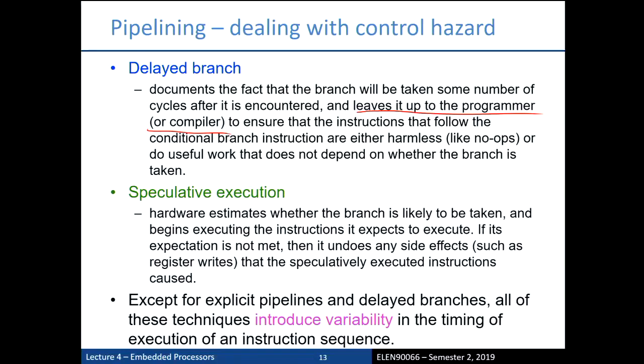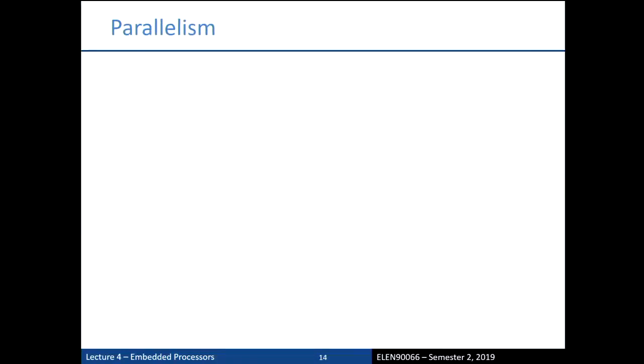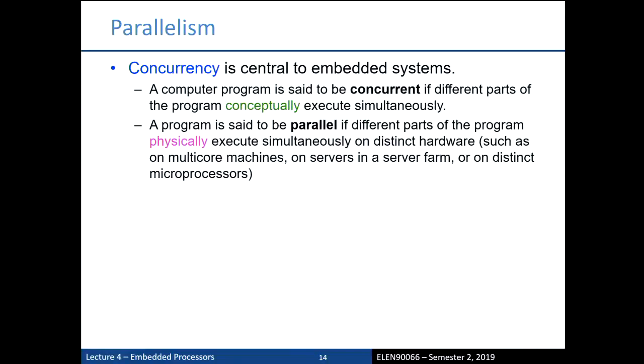Okay, so what's another way of improving the speed of a system or resource usage of a system? So pipeline is huge. Every processor will use it now, and you've got to be aware of the architecture in the pipeline. Concurrency is another thing. So a program on a computer, we call it concurrent if different parts of the program conceptually execute simultaneously.